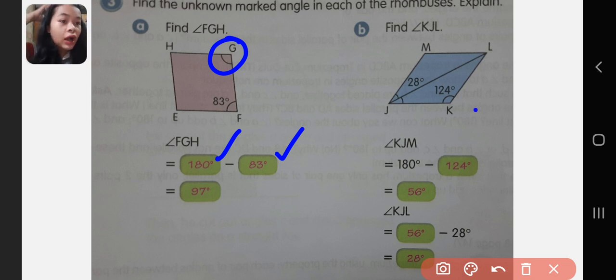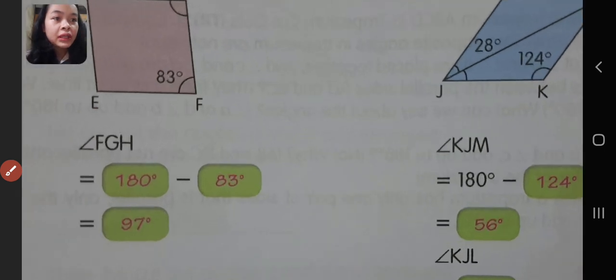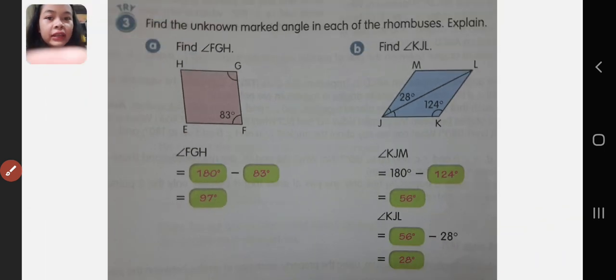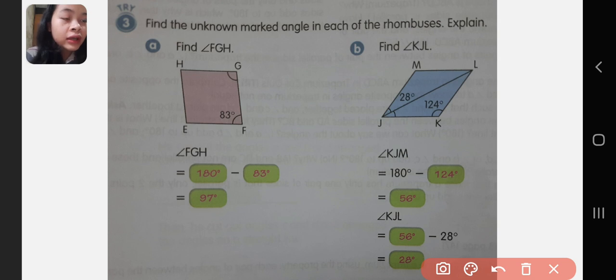How about this one, B? Find KJL. So KJL, or this one, the little part. Not KJM, but KJL. So how to do it? Because we already know LJM, how to find KJL is easy.